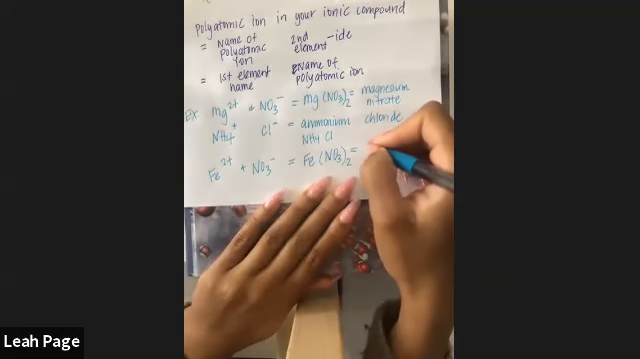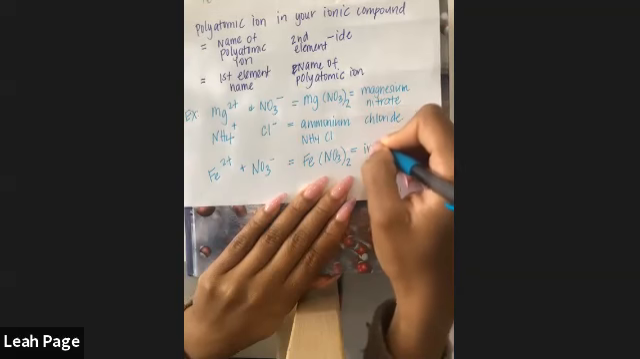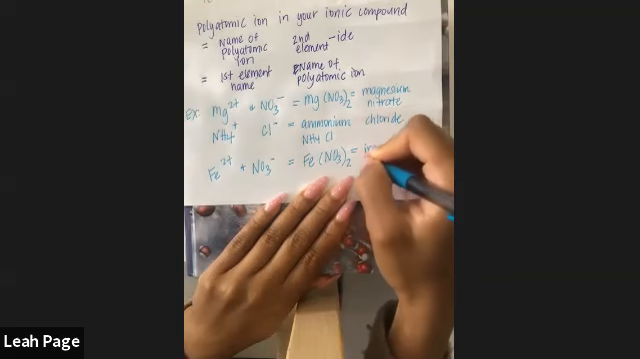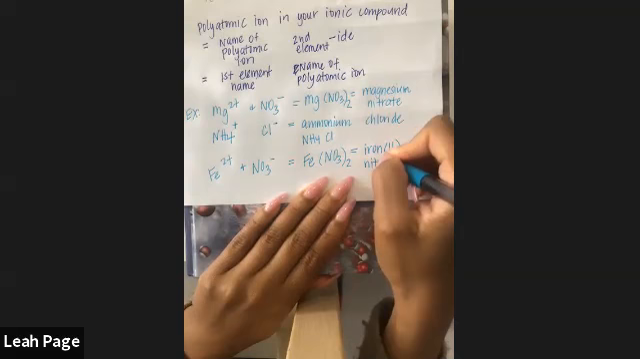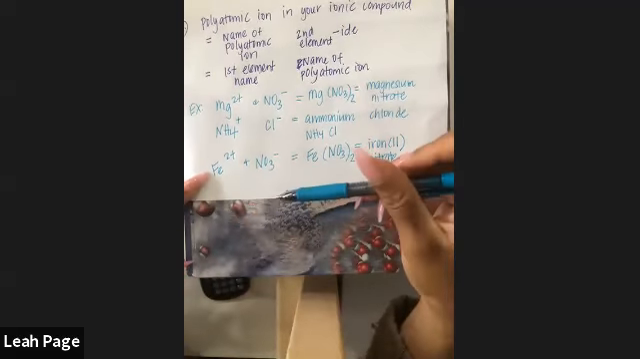Iron nitrate. Okay, but iron what? Oh, iron 2. Yeah, Roman numeral 2. Yep, we just have to remember to say iron 2 nitrate, because iron is a transition metal and it can form iron 2 or iron 3. So we have to remember to say iron 2.